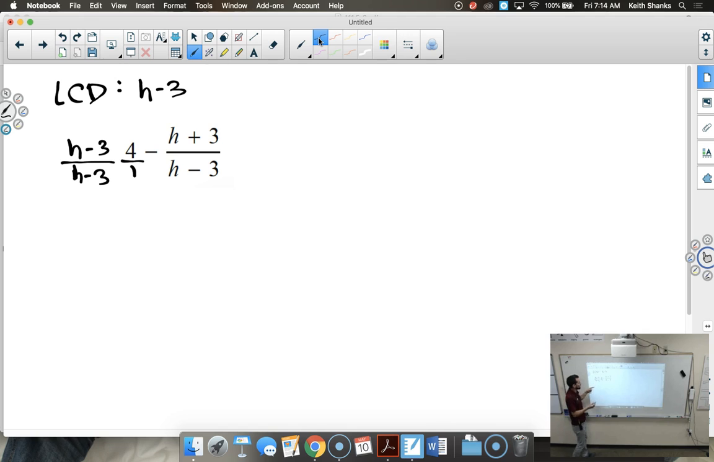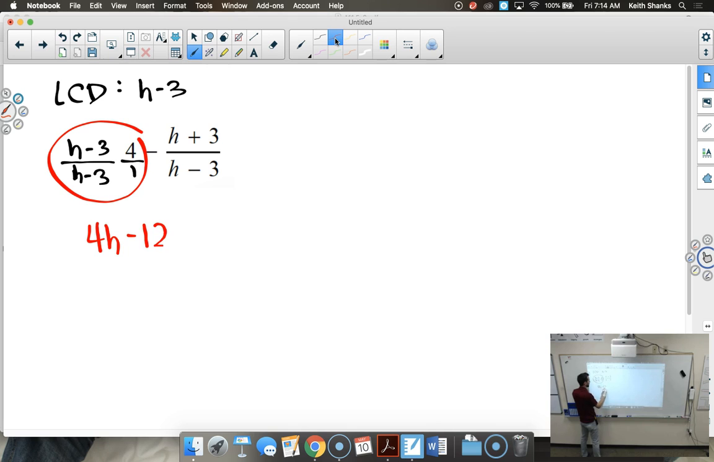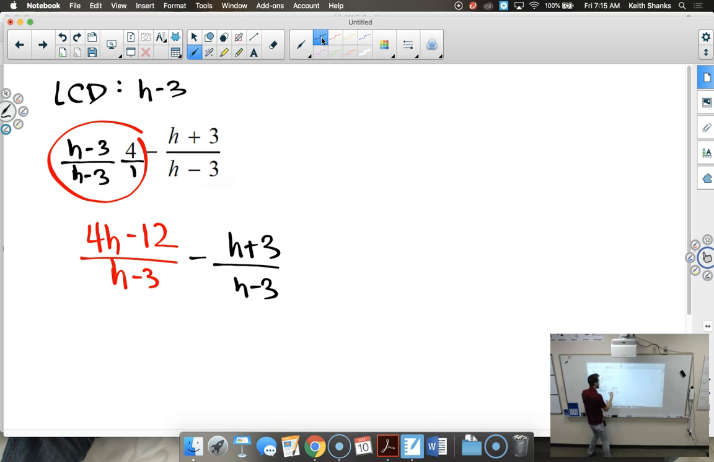It just looks longer. So on the left, this is really the one that matters because this is already with that denominator. I have 4h minus 12 over h minus 3. And then subtract or minus from the original h plus 3 over h minus 3. And again, I want us to be really careful on this one. This negative counts for both of these guys. It gets distributed through. So we just want to be careful that it gets to both of those.